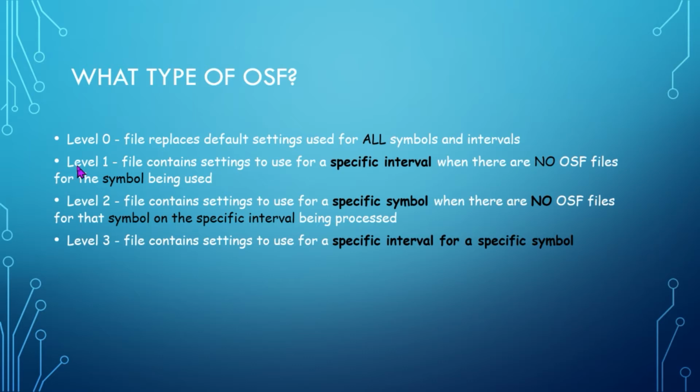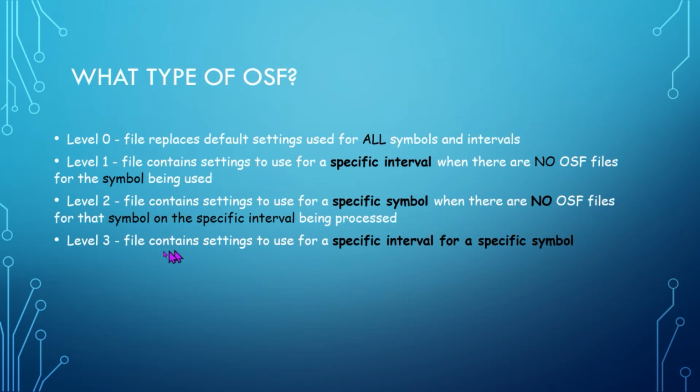Level 1 is a file that's used for a specific interval. So maybe every time you use a 15-minute, you want to have a specific set of settings for that 15-minute interval. And that will be used if there is no OSF files for that symbol being used.